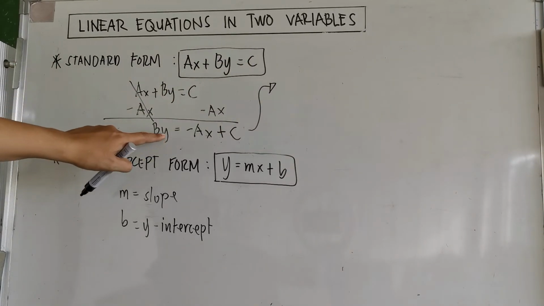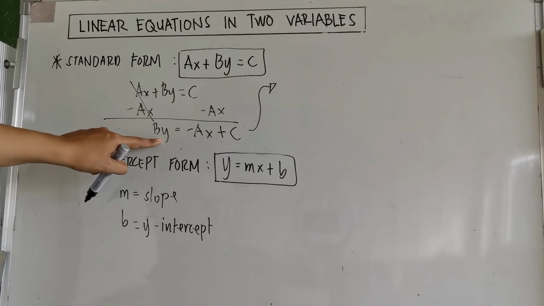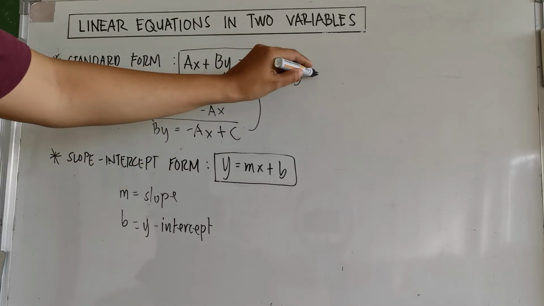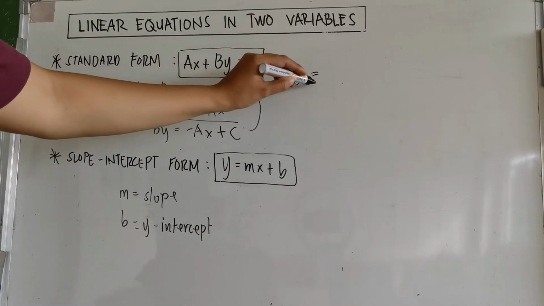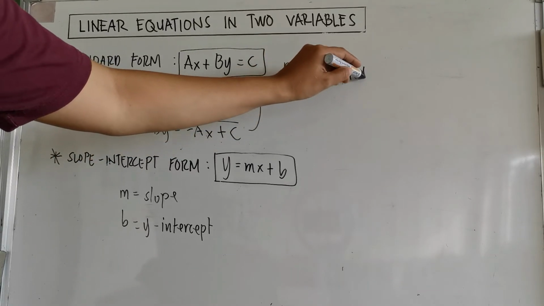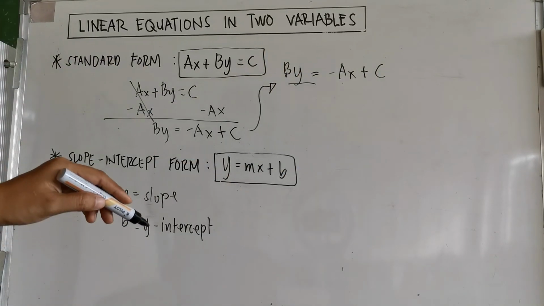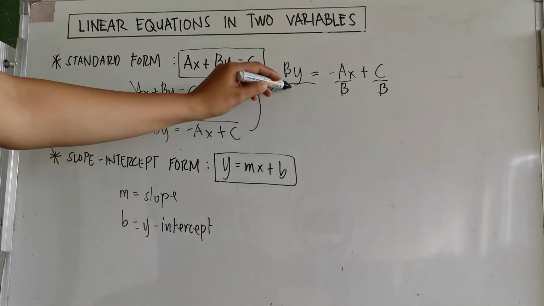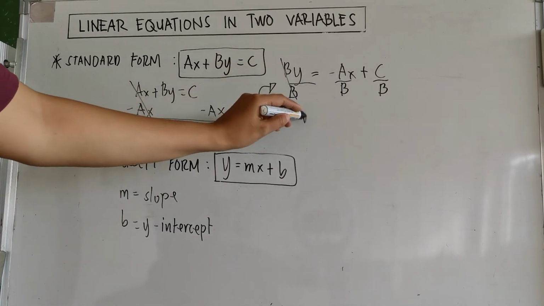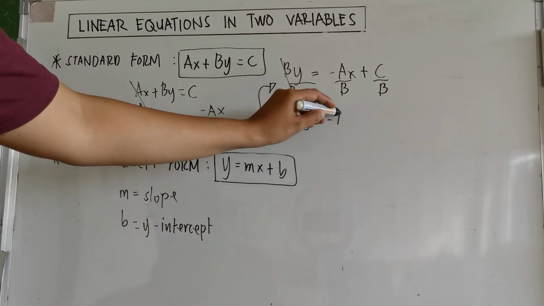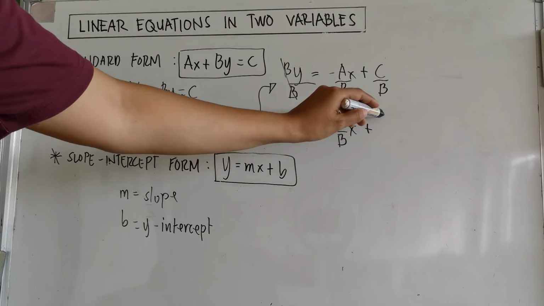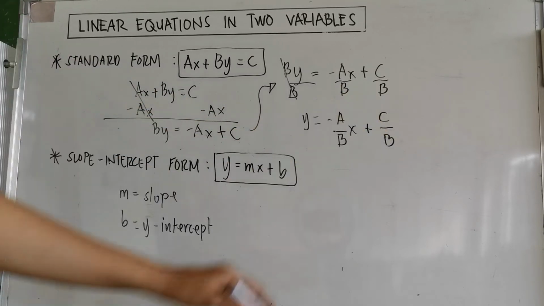Next, since we will get only the value of y, we will divide both sides by b. So we have by is equal to negative ax plus c. Dividing both sides by b, our given will be y is equal to negative a over b x plus c over b.